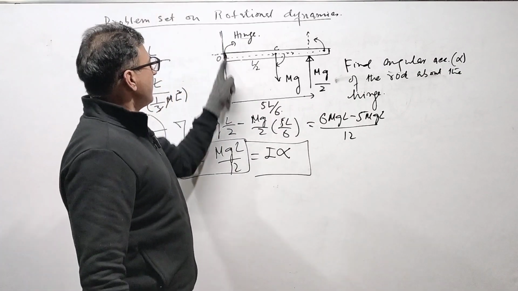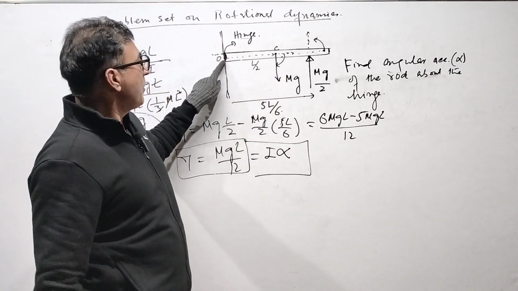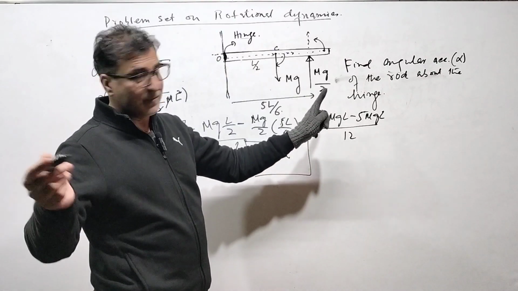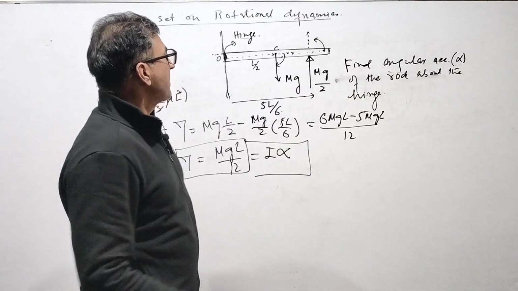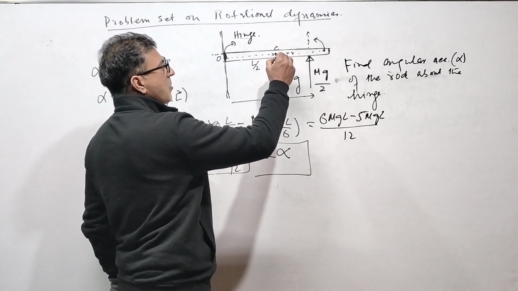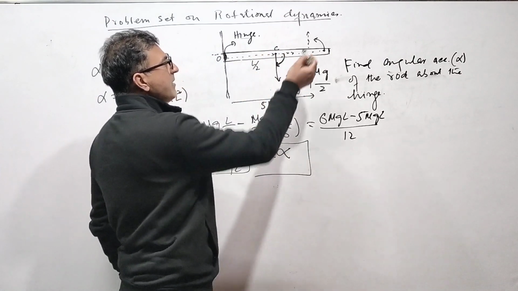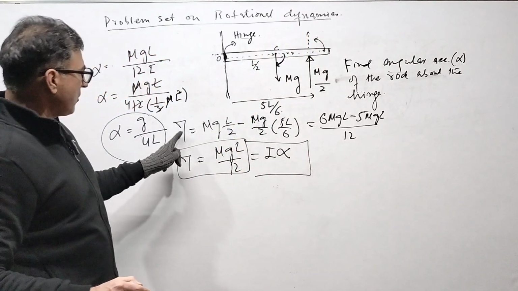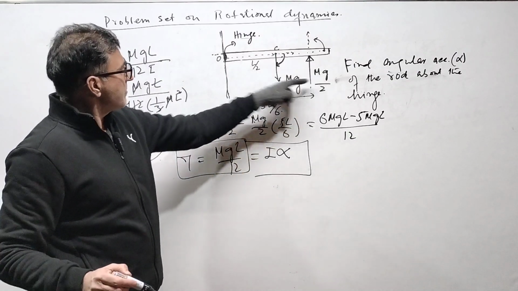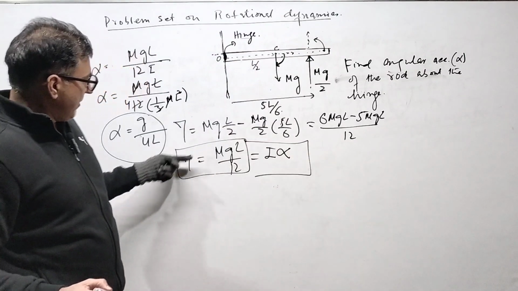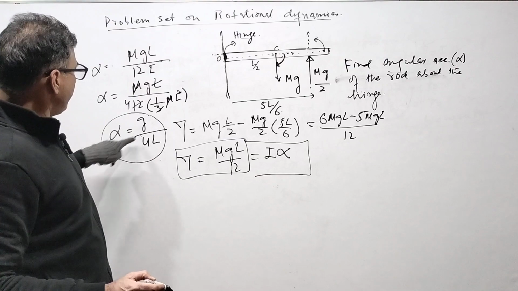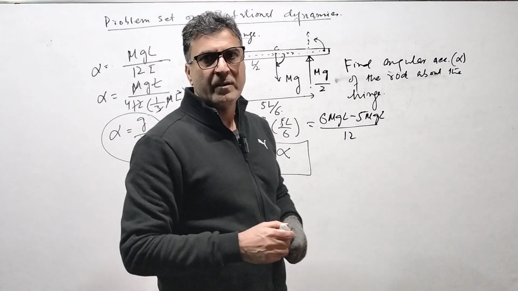So the problem was like this: a rod which is movable about the hinge, and two forces act on the rod. First it is the weight, and then the applied external force mg by 2 upwards. This will create clockwise torque, and this will create anti-clockwise torque. So we find the net torque: mg into L by 2, and mg by 2 into L by 2, and we get torque mgl by 12 equal to I alpha, and there we get alpha as g by 4L.